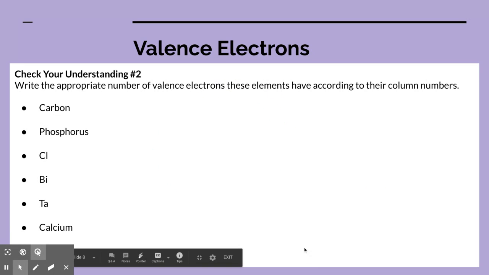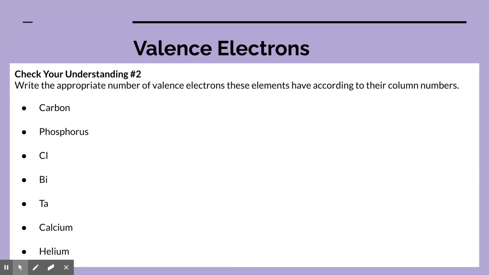So let's continue on. Let's try this now. Write the appropriate number of valence electrons these elements have according to their column numbers. Do this on your own, but come back after you've done this and see if you got these right. So pause the video here, try it on your own.